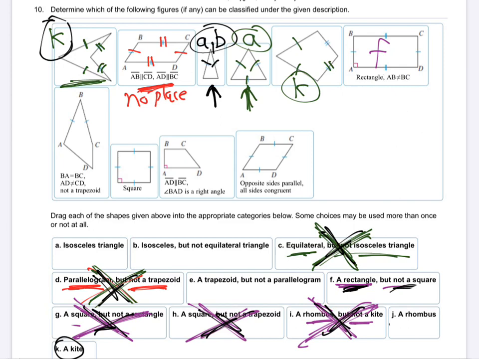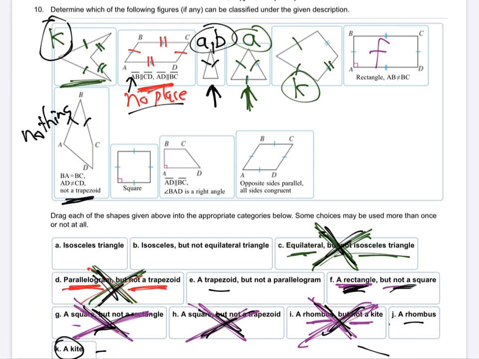Let's go on to this one. This one down here says BA equals BC. We see the mark here and here. And the other 2 are not equal, and it's not a trapezoid. And so, that one doesn't seem to fit any of our categories, does it? It's not a trapezoid, it's not a rectangle, it's not a rhombus with 4 equal sides, it's not a kite, so it's nothing. This will be nothing. Kind of like this one was also nothing, no place.